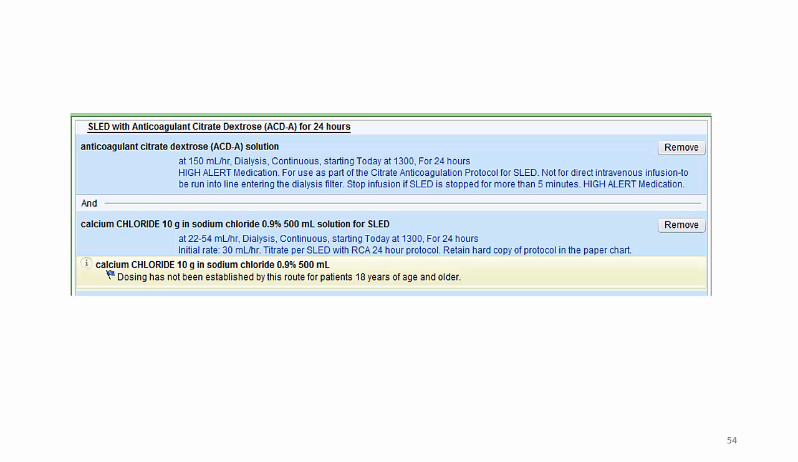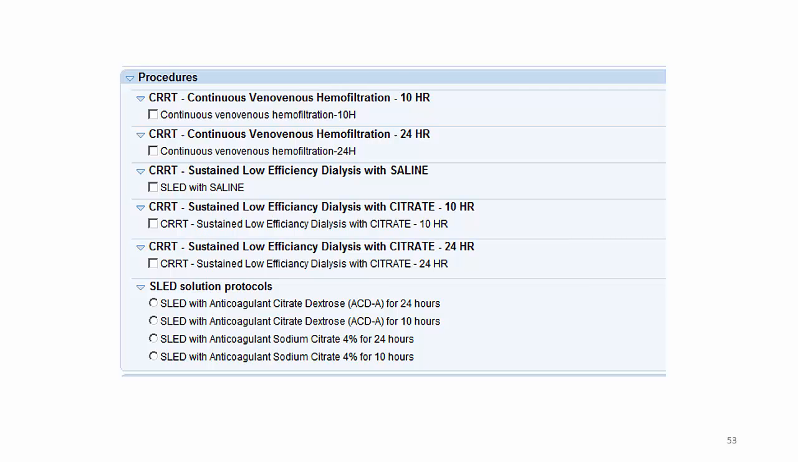This is just to know what the SLED order looks like. This is what we usually use, 24-hour citrate. We've never used the other one in our treatments at Henry Ford anymore. And this is just other forms of CVVH.